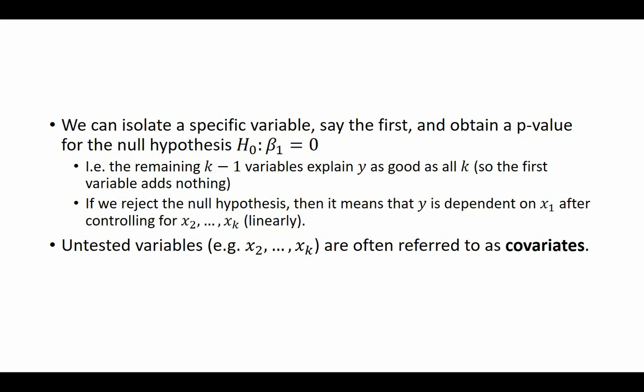And all of those untested variables, which are not part of the null hypothesis, so in this case x2 to xk, are often referred to as covariates. So these are variables that we add into the analysis, even though they're not our primary interest. We mostly care about y and x1 in this case. We only account for them.